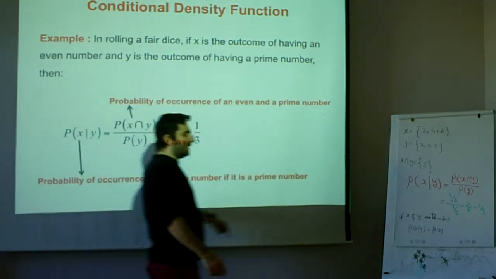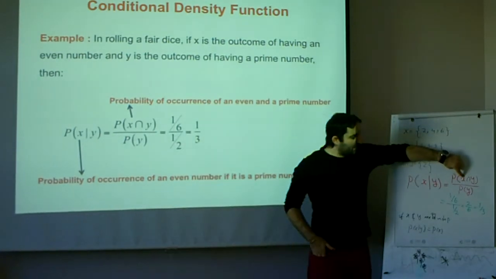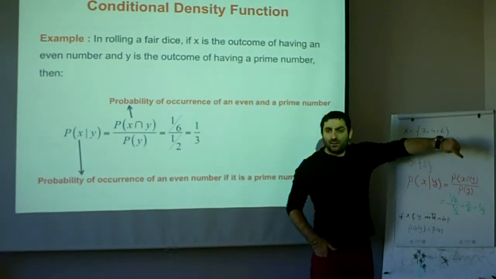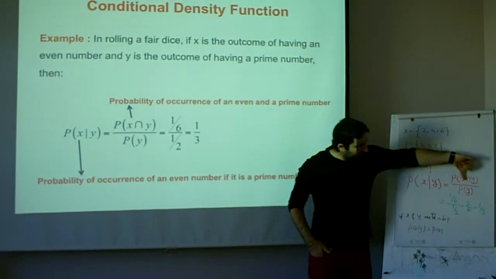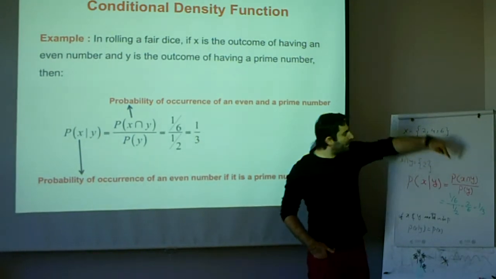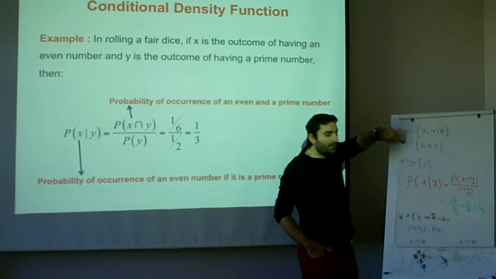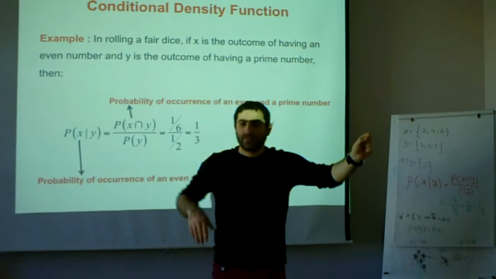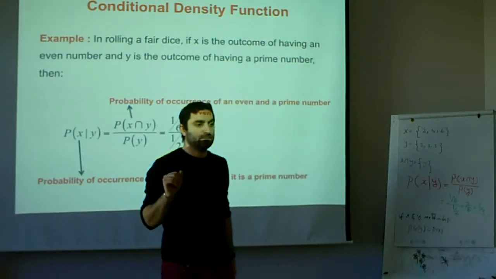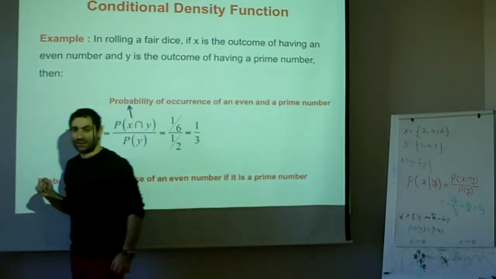Or, if they are independent, the probability of x intersected by y is the probability of x multiplied by the probability of y. What is this? 1 over 6. What is the probability of x? 1 over 2. What is the probability of y? 1 over 2. 1 over 2 multiplied by 1 over 2 is 1 over 4. It's not equal to 1 over 6. So this is a way that we can test.